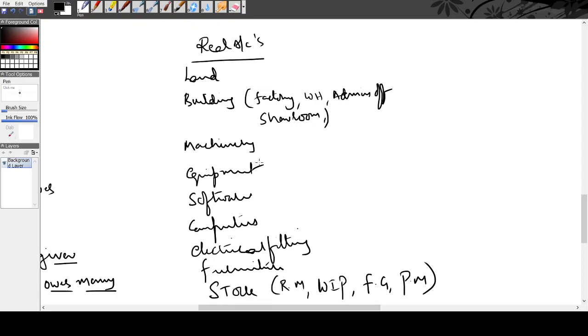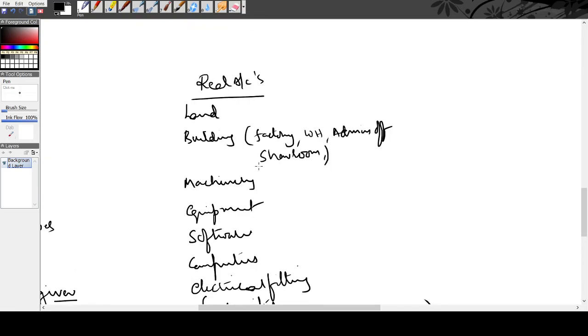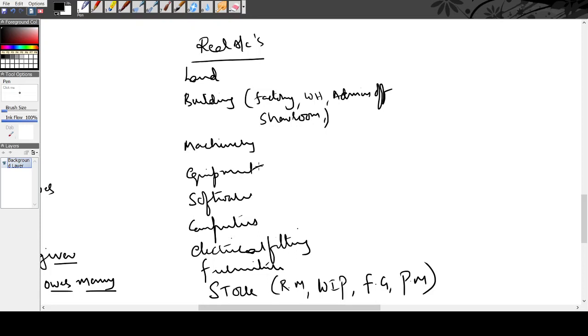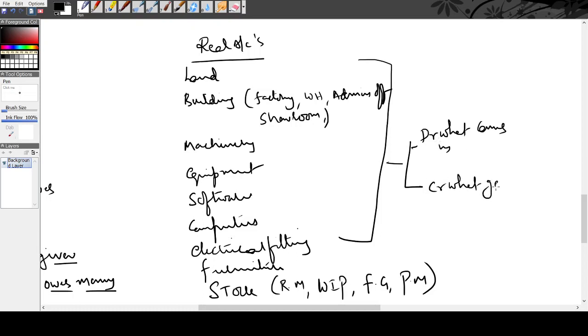Now, what are the real account rules? The real account rules are, I'll write it here. Debit what comes in and credit what goes out. So the real account rules are debit what comes into the business. If an asset is coming into the business, you have to debit it. Credit what goes out. If an asset is going out of the business, we are going to credit it. So these are the simple rules relating to real accounts.